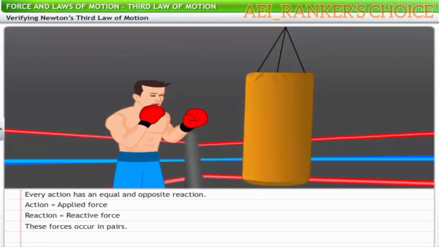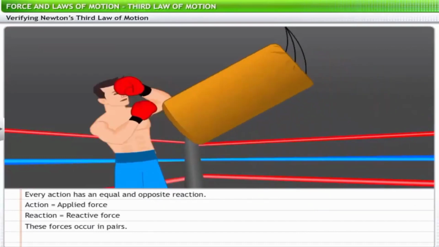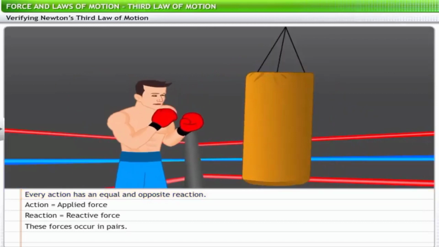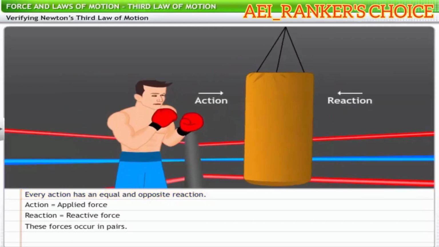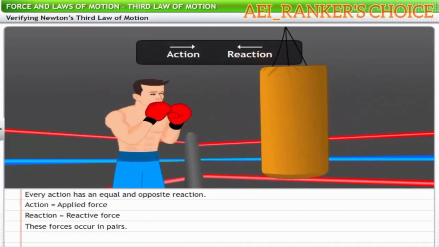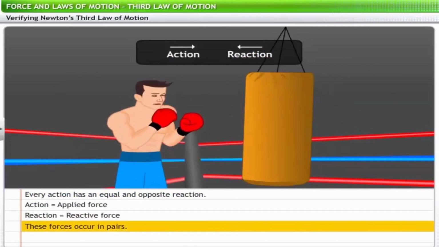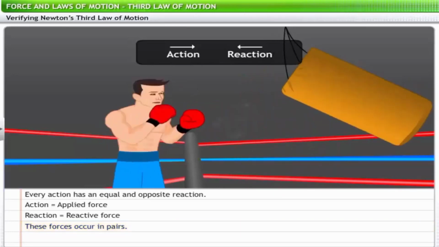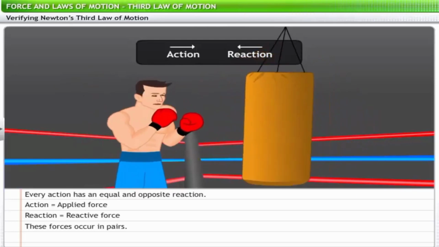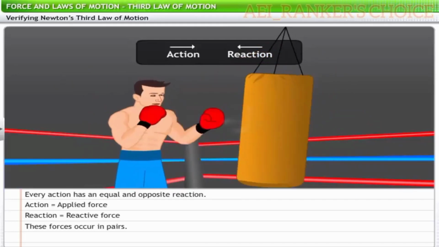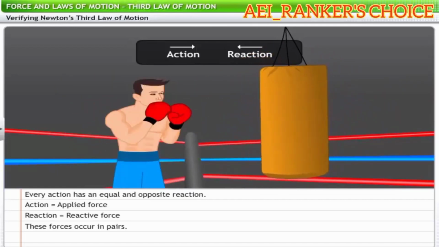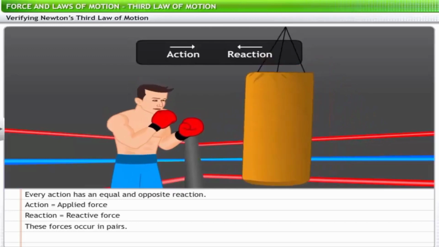To put it simply, the essence of the third law of motion is that every action has an equal and opposite reaction. Here, action and reaction refer to the applied force and the reactive force. This means action and reaction always occur in pairs. For instance, consider a boxer punching the sandbag. The sandbag seems to be punching the boxer back. Thus, force exerted by the boxer and the force with which the sandbag hits back form a pair.